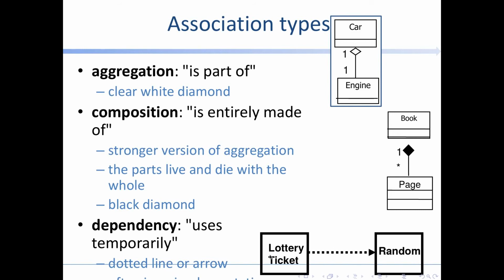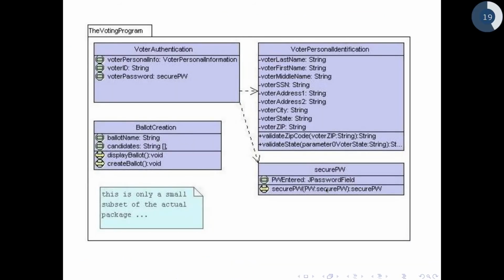For example, lottery ticket has some relationship to random, like there's some random number generated at some point, but once you have the ticket, then it's not there anymore, right? You already have the ticket, and now you can get the reward if you're selected. Here are some examples in the next slide.